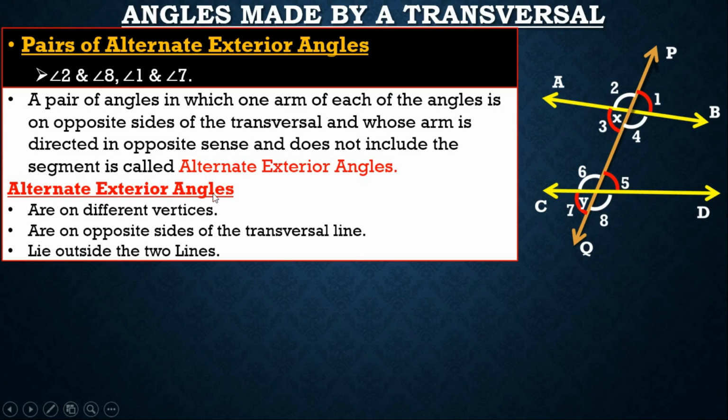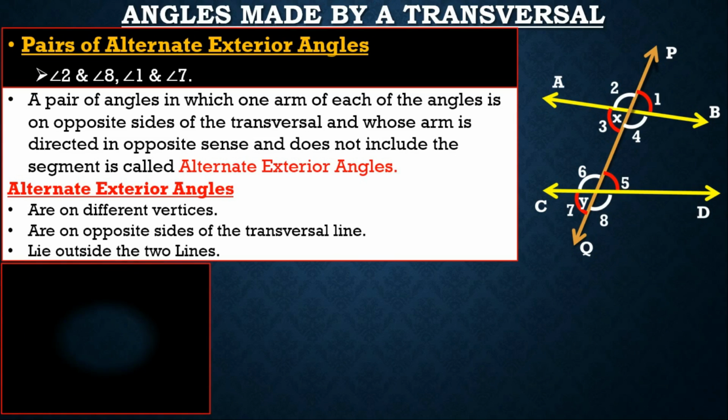Now, alternate exterior angles are on different vertices. They always lie on different vertices, on the opposite sides of the transversal line, and they lie outside the two lines. They always lie outside the two coplanar lines. I hope you got how to find the alternate exterior angles and what alternate exterior angles are.